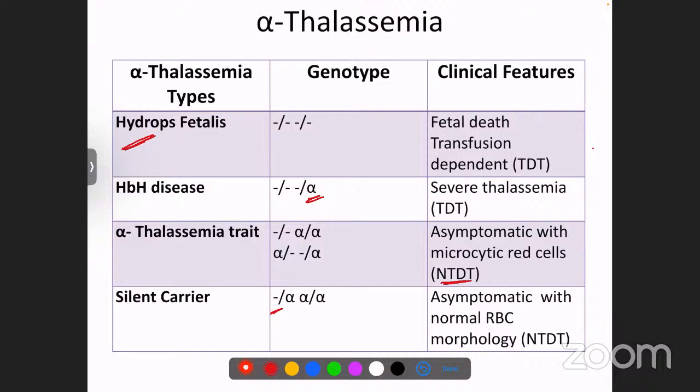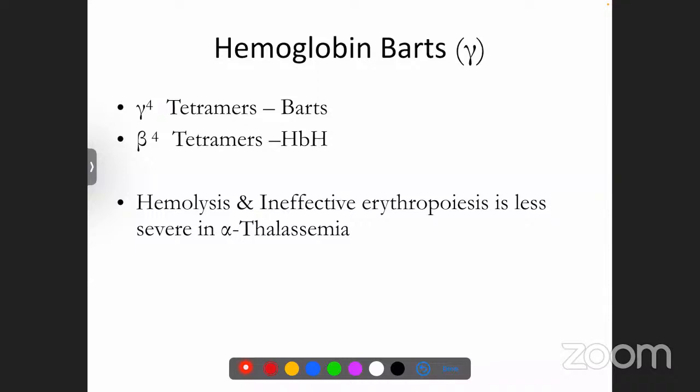Sometimes you would wonder: in beta thalassemia, it is encoded in a single locus on chromosome 11, yet you can see that even when 2 alpha genes are not there, the patient is only asymptomatic. Why so? We'll see. As I said, hemolysis and ineffective erythropoiesis are less severe in alpha thalassemia. Why? We saw previously that the main problem in beta thalassemia is that the excess alpha chain gets accumulated, causing RBC membrane damage, leading on to ineffective erythropoiesis and apoptosis.